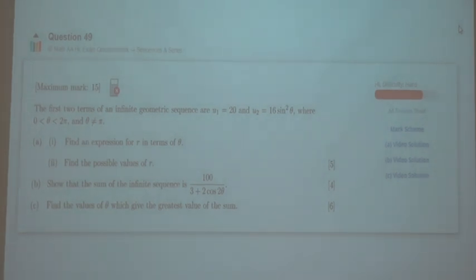Theta is between 0 and 2 pi. And theta is not pi. Theta is not pi means R is not 0, if theta is between 0 and 360, so what difference does that mean?